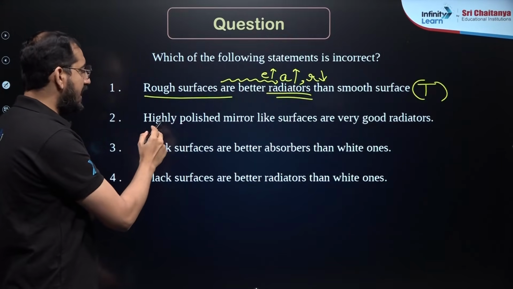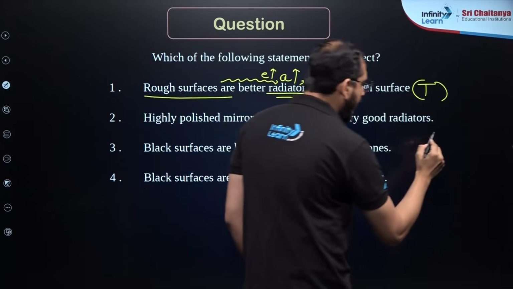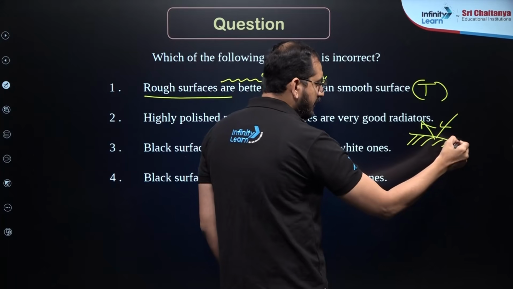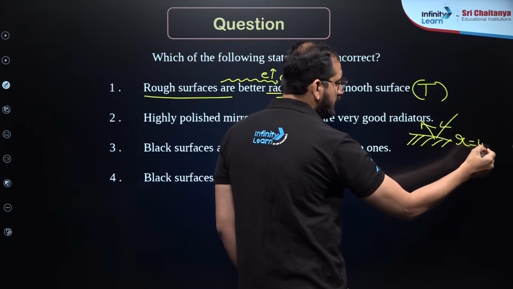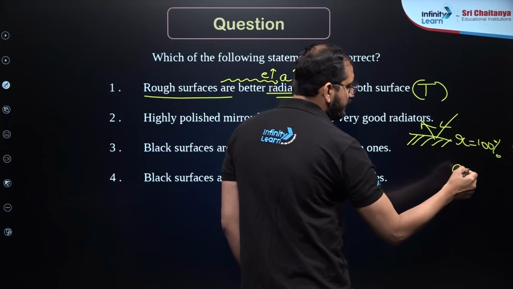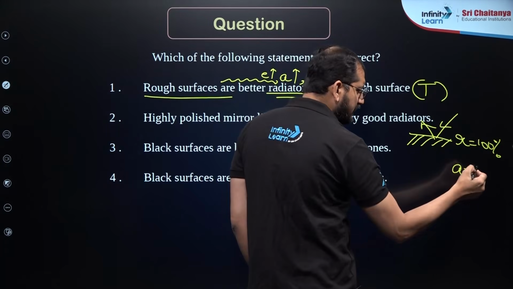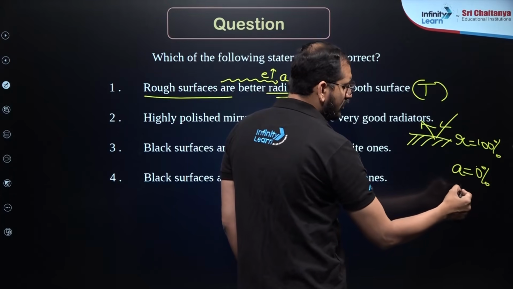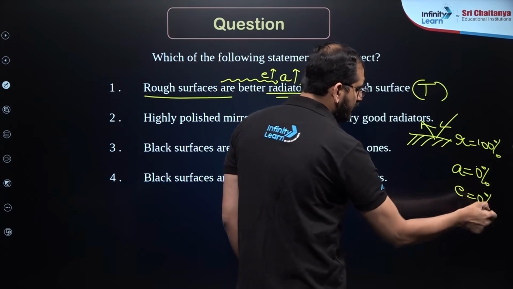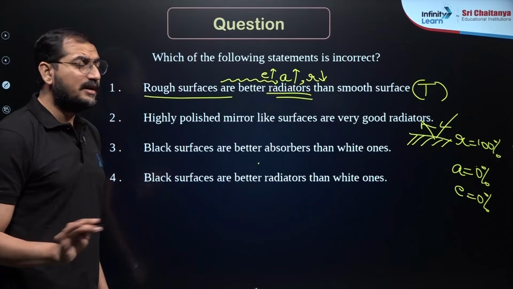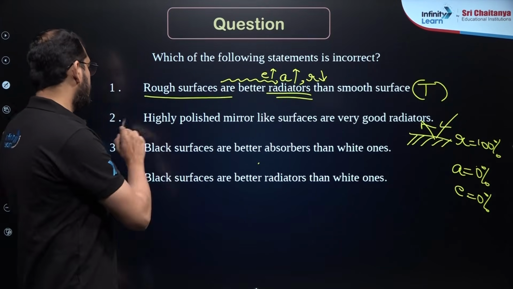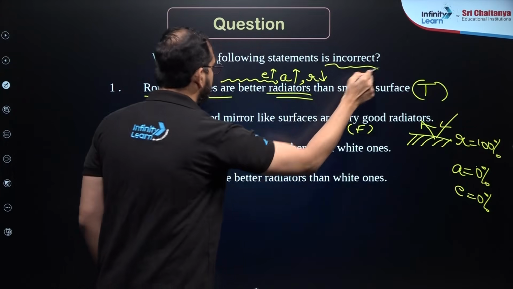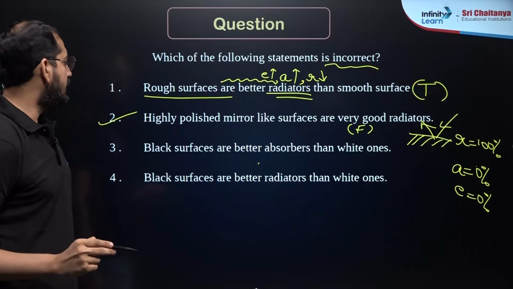Moving forward, highly polished mirror. If there's a highly polished mirror, whatever light is coming, it's getting reflected back. It means its reflectivity is 100%. So how much is its absorptivity? Very less, almost 0%. If absorptivity is almost 0%, it means its emissivity is also 0%. Hence, they are not good, they are bad radiators. So this second statement is going to be my false statement. I wanted to find the false statement. Second option is going to be my correct answer.